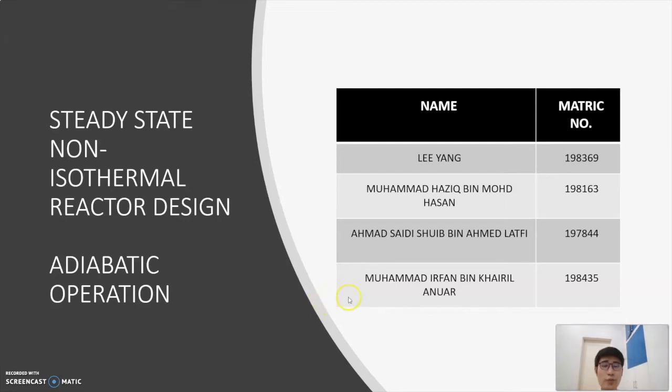So today we are going to present on the steady-state non-isothermal reactor design on adiabatic condition. Our group members are respectively Li Yang, who is me, Muhammad Haziq, Ahmad Saidi Suib, and Muhammad Ifan.